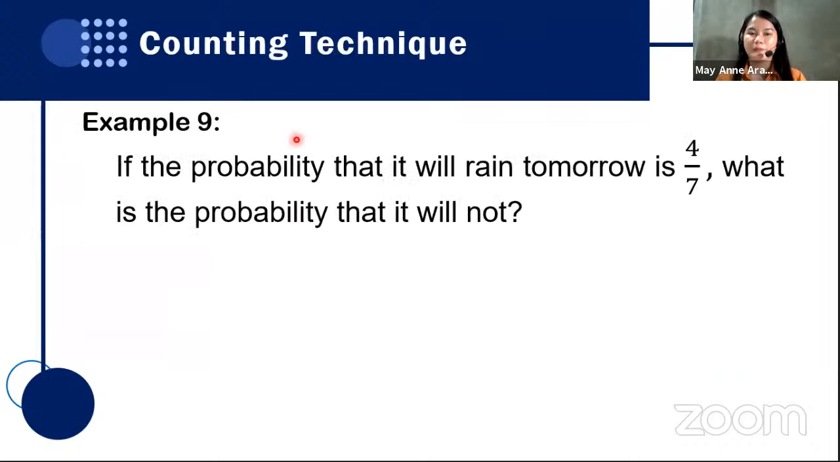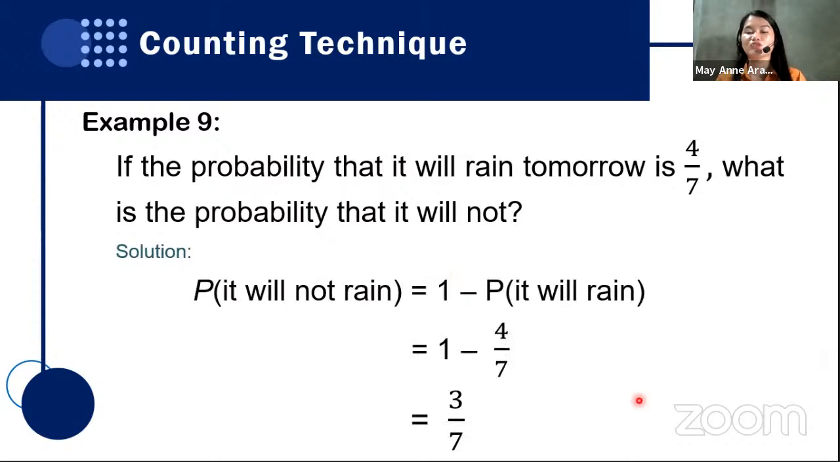Example, if the probability that it will rain tomorrow is 4 over 7, what is the probability that it will not? You will just subtract 4 over 7 from 1. So 1 minus 4 over 7, that is 3 over 7. That is the probability that it will not rain tomorrow, 3 over 7.